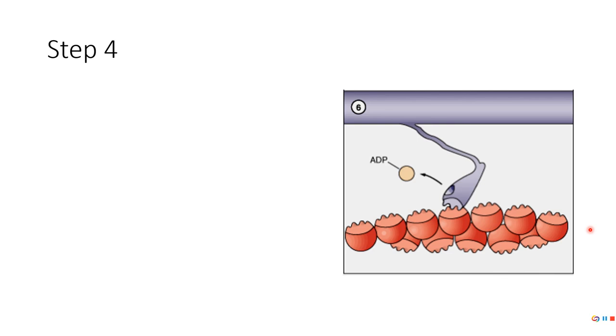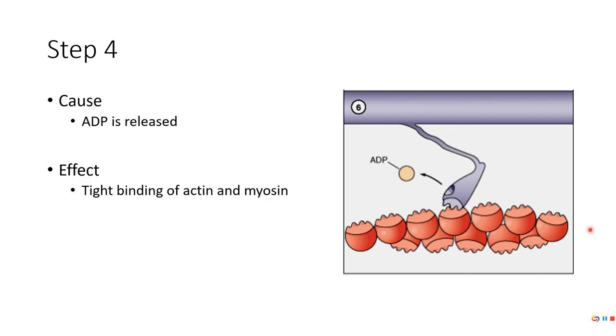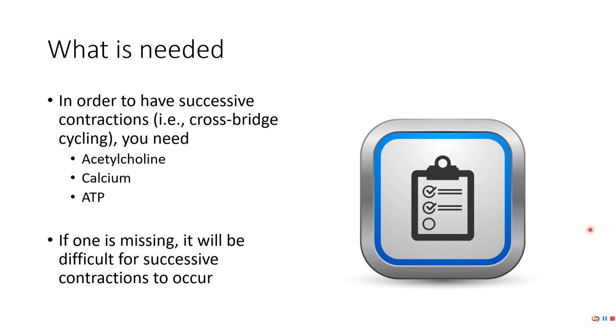Finally, ADP is released, which results in the tight binding of actin and myosin. And this process will continue. These 4 steps will continue, and the muscle will shorten as long as we have 3 things present: acetylcholine, calcium, and ATP. If any of those 3 things is missing, it's going to be difficult to maintain muscle contraction or maintain cross-bridge cycling. Acetylcholine is released by the neuron, which causes an action potential in the muscle cell. This leads to the release of calcium, which allows actin and myosin to bind together. And then we have ATP, which is needed for that cross-bridge cycling to occur.